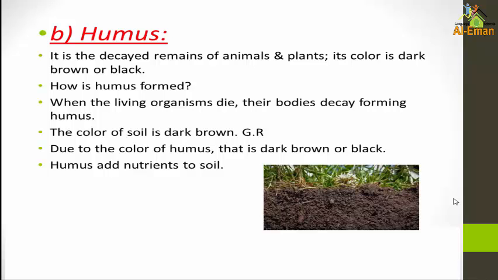Okay? The color of this soil is dark brown. If you are asked to give a reason why the color of this soil is dark brown, we can say that it is due to the color of humus, which is dark brown or black. And humus adds nutrients to soil.